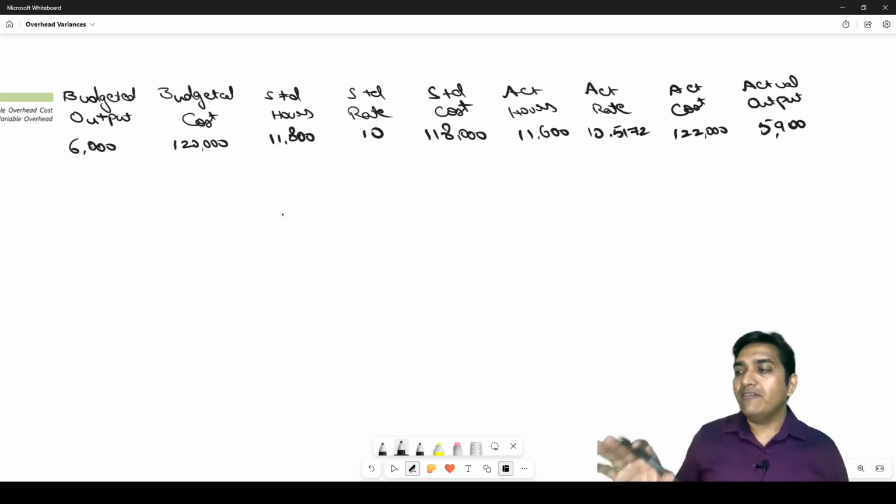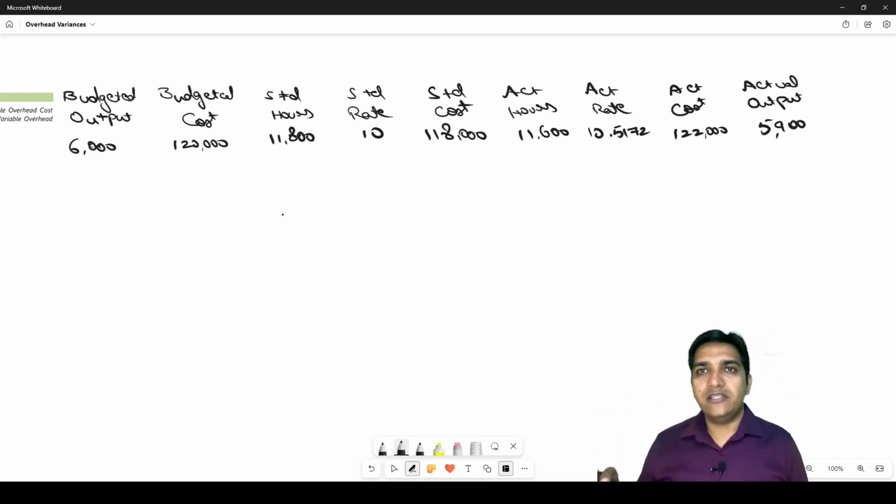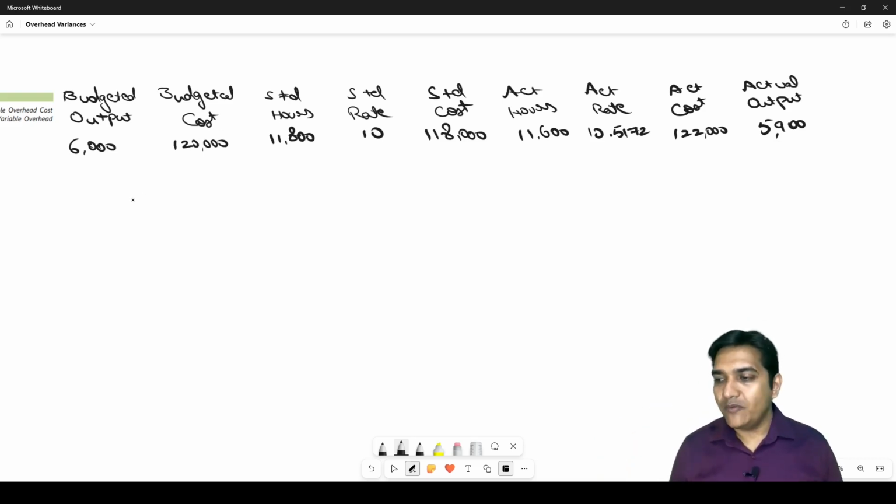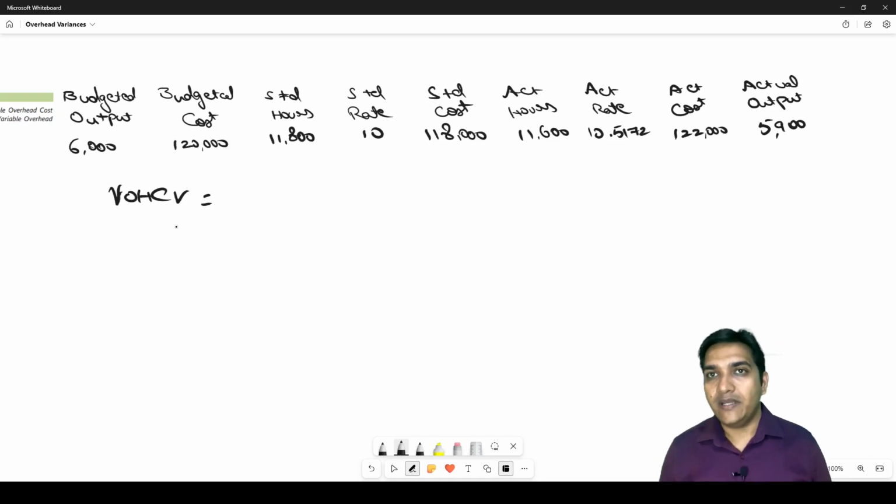Now we have computed all the required information. We just have to put it into the formula and calculate the variances. So first we will calculate variable overhead cost variance. Variable overhead cost variance. What is the formula?